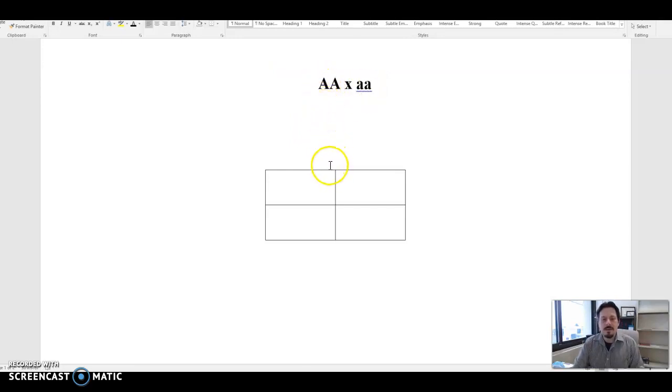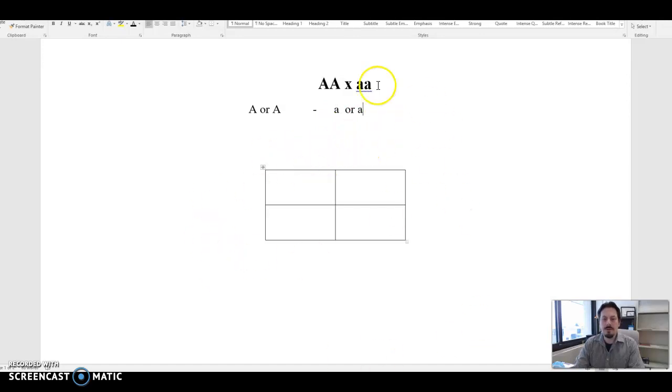Anyway, the way to make a Punnett Square is that on the sides of the Punnett Square, up here and on this side, you put the gametes. And remember, if an individual is big A, big A, that means they can make two gametes. They can either make big A or big A. And the homozygous recessive can either make small a or small a.